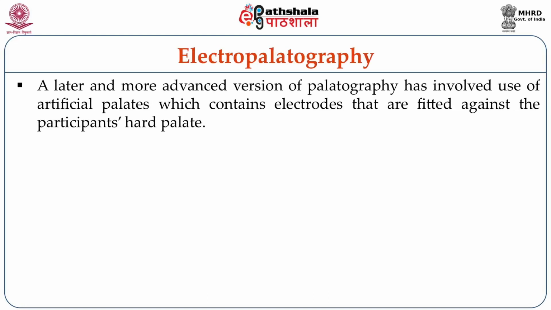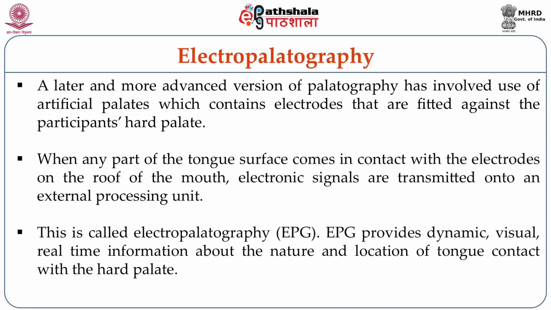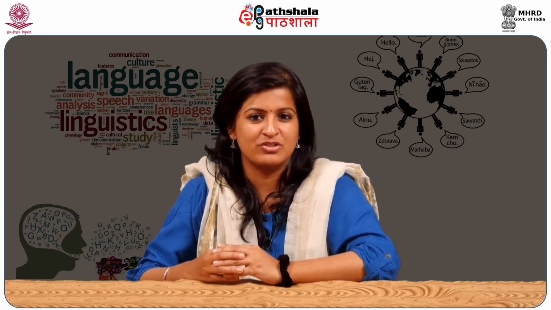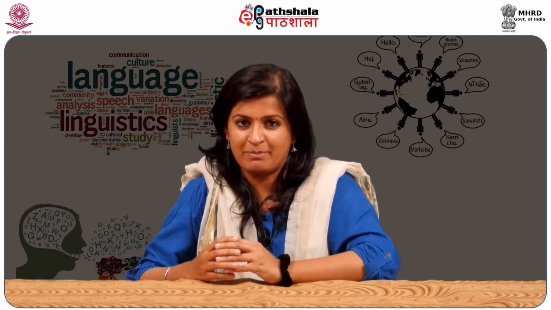Electropalatography, a later and more advanced version of palatography, has involved the use of artificial palates which contain electrodes that are fitted against the participant's hard palate. When any part of the tongue surface comes in contact with the electrodes on the roof of the mouth, electronic signals are transmitted onto an external processing unit. This is called electropalatography, or EPG. EPG provides dynamic, visual, real-time information about the nature and location of tongue contact with the hard palate.